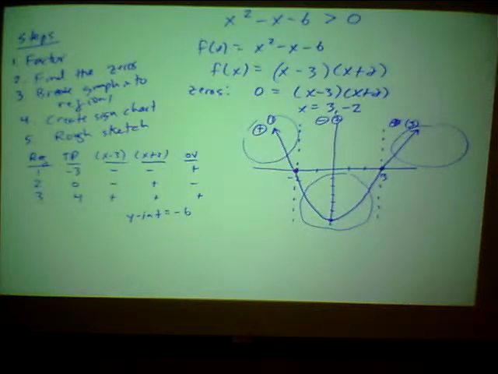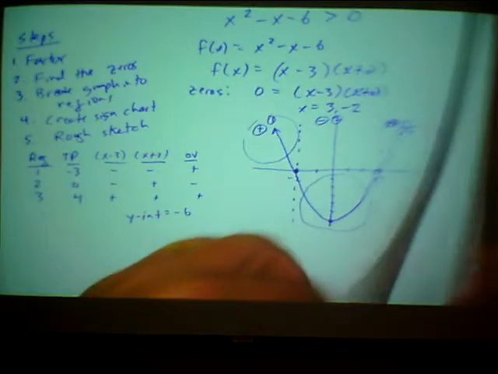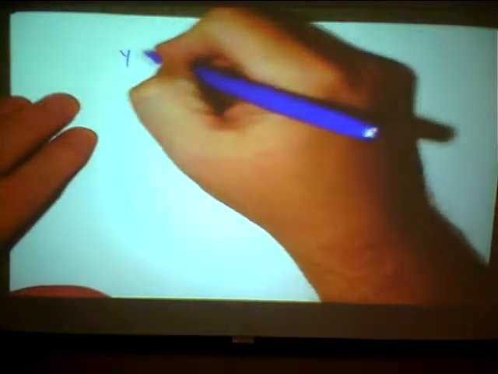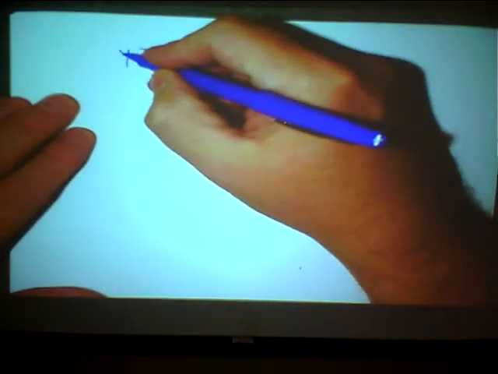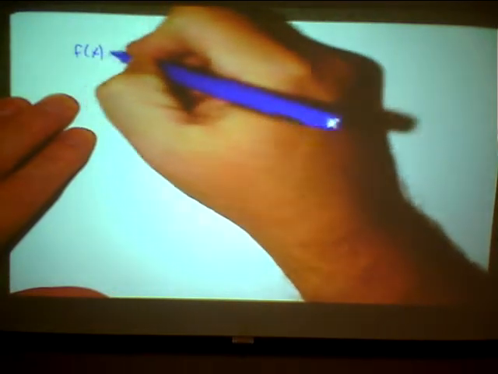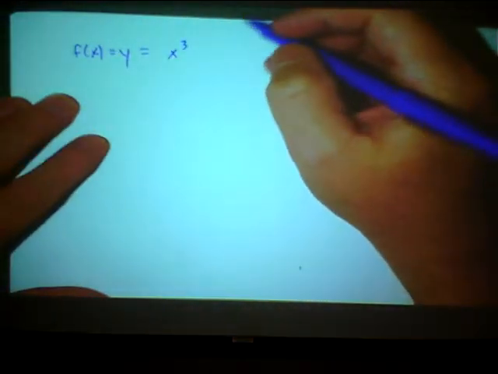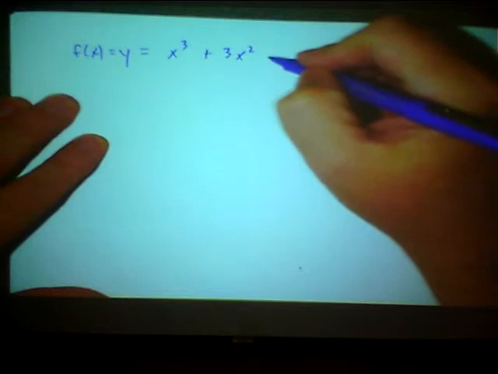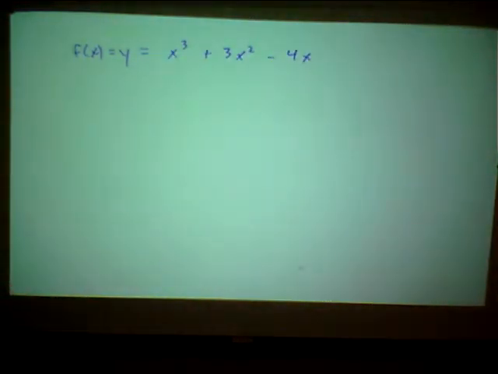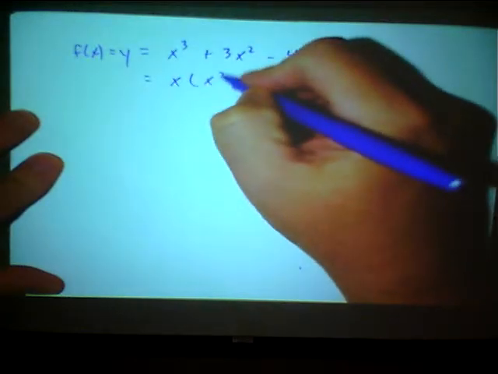Now let's do another problem, a little more involved, but the same principles apply. Actually, I put y. I could have started with f of x. So x cubed plus 3x squared minus 4x. All right, first thing I have to do is factor. First of all, there's a GCF, which is x. So I have x squared.